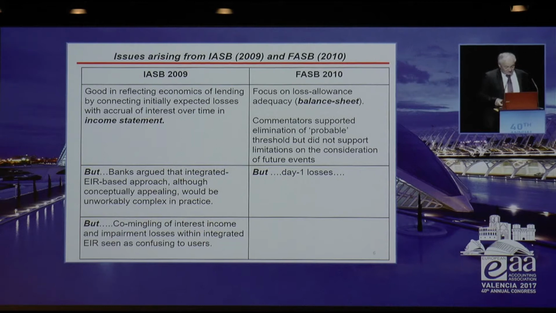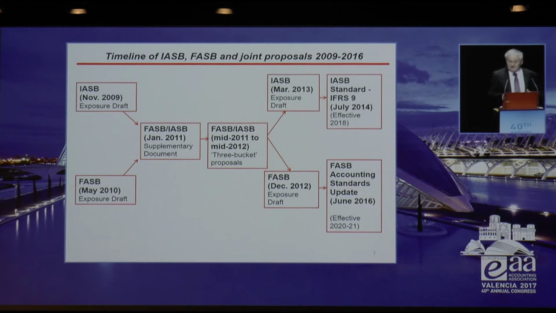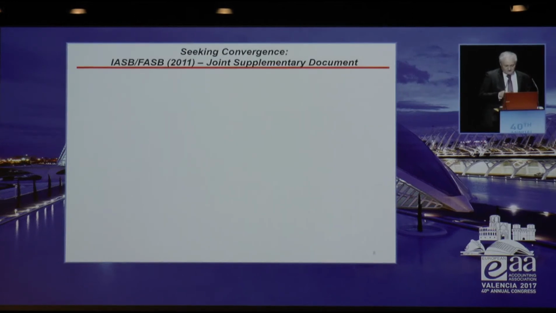So they started off from different positions. They then tried to converge, or over a long period of time, they moved from their initial positions to a joint approach, and then this went on for a year or so, and then by about mid-2012, the FASB moved away from the attempt to converge, and the two standard setters ended up producing different standards, which I suppose in many respects mirrored what they'd originally proposed.